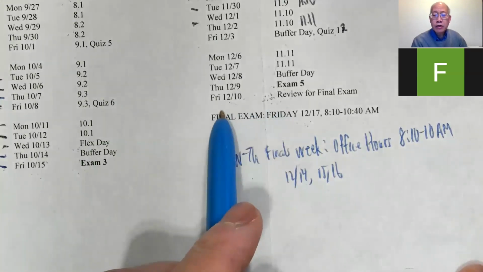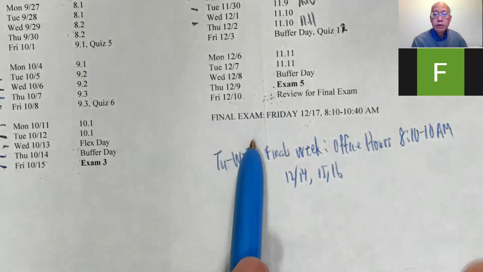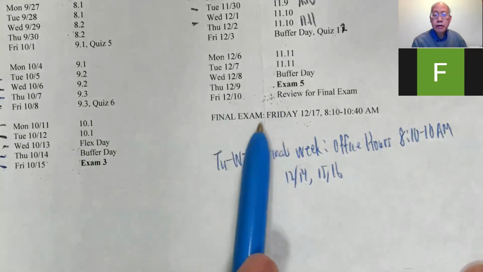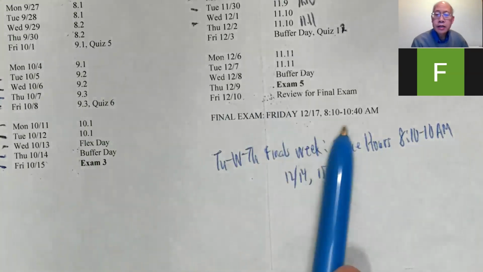Then the week after is final exam week. We don't meet on Monday. We don't meet on Tuesday. We don't meet on Wednesday. We don't meet on Thursday. Our next formal meeting is Friday the 17th for the final exam, 8:10 to 10:40.